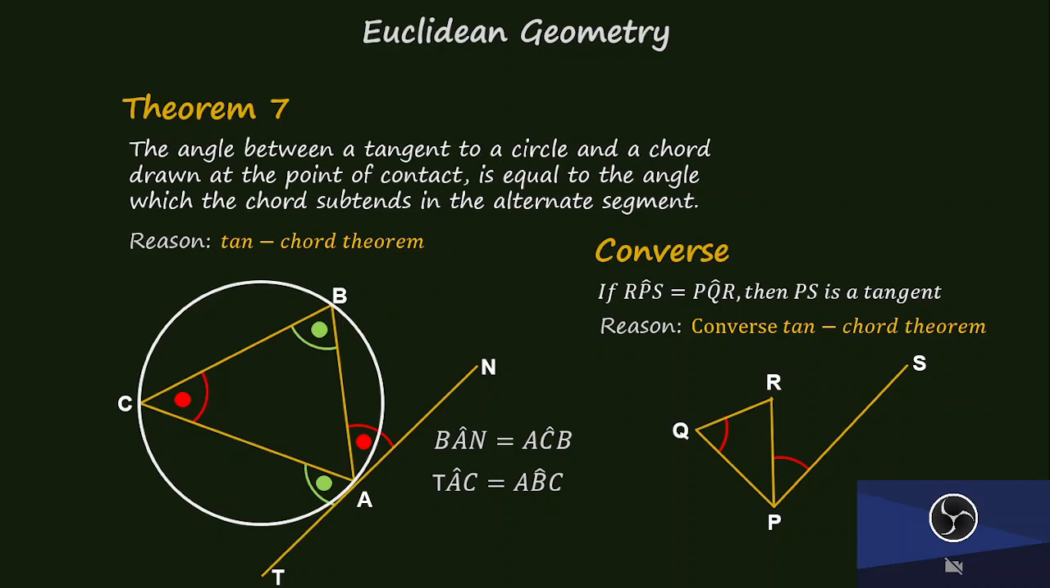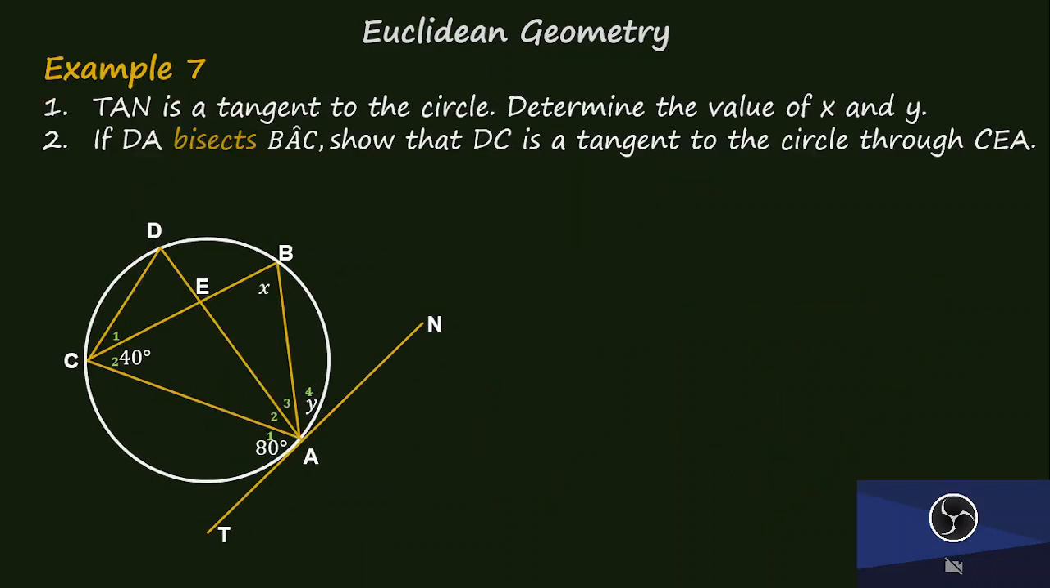Let's look at an example to show you how this works, right? In this example, we are given that TAN is a tangent. We are required to determine the value of x and y. And then problem 2 says if DA bisects BAC. It's very important to read statements because sometimes such information is not shown. We are told that DA bisects BAC, right? But what does bisects BAC mean?